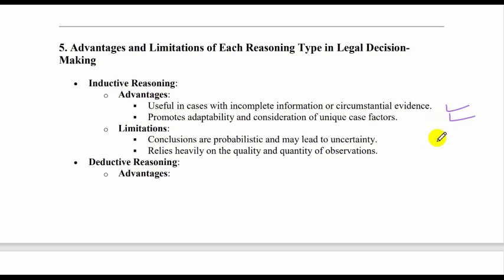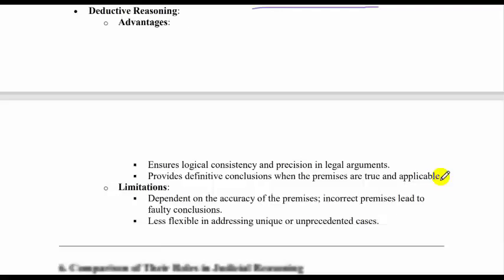The limitation is that the conclusions are probabilistic and may lead to uncertainty. It relies heavily on the quality and the quantity of the observation. These are its disadvantages. Let's look at the advantages of deductive reasoning.